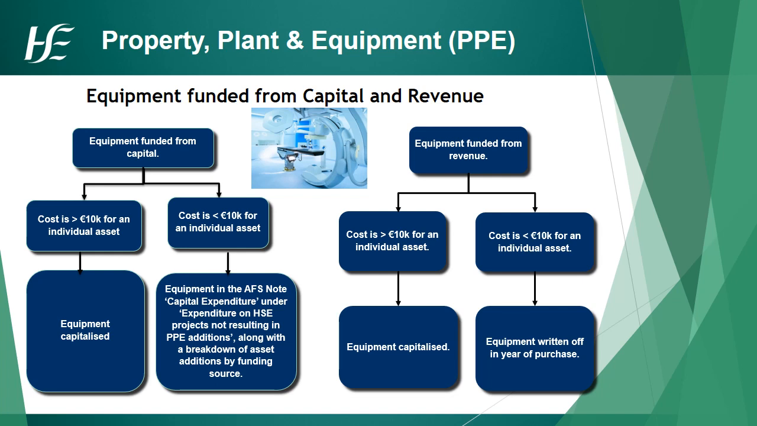When equipment greater than €10,000 is purchased from revenue, the equipment is capitalised. When less than €10,000, the equipment is written off or expensed in the year of purchase. Local HSE areas need to log all assets where asset value does not exceed €10,000. This includes assets such as laptops, mobile phones, and other items that are in use for more than 1 year.